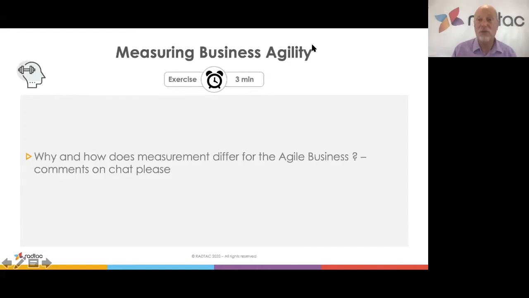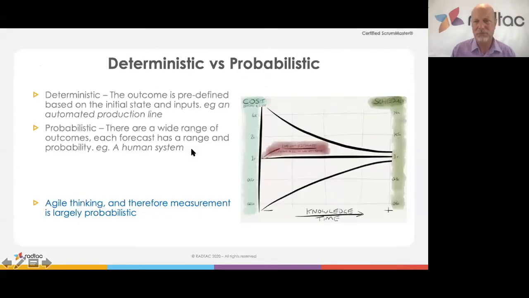Yeah, good stuff. So yes, we're getting good stuff, and it's leading us to the point that we mentioned before: deterministic versus probabilistic. So deterministic basically means the outcome is predefined based on initial state and inputs. So in other words, an automated production line, if you had the same inputs and you turned on the production line, you would get the same outputs. Probabilistic, there's a wide range of outcomes. Each forecast has a range and a probability. So that's much more like a human system. That's much more like a business, especially a business in the VUCA world.